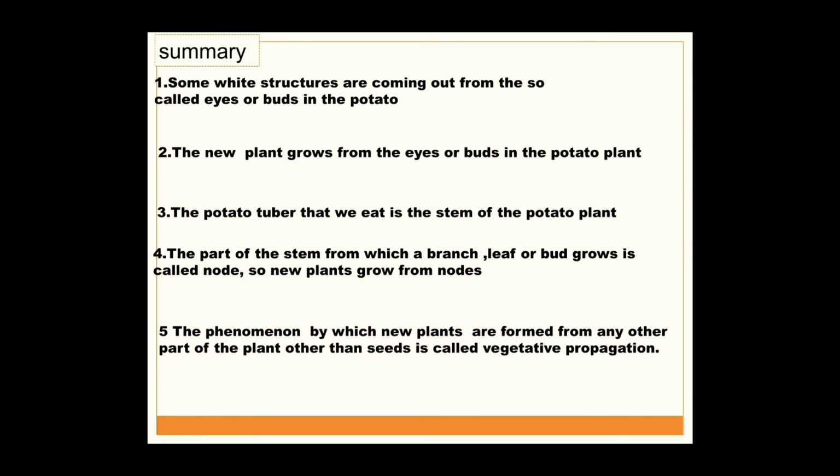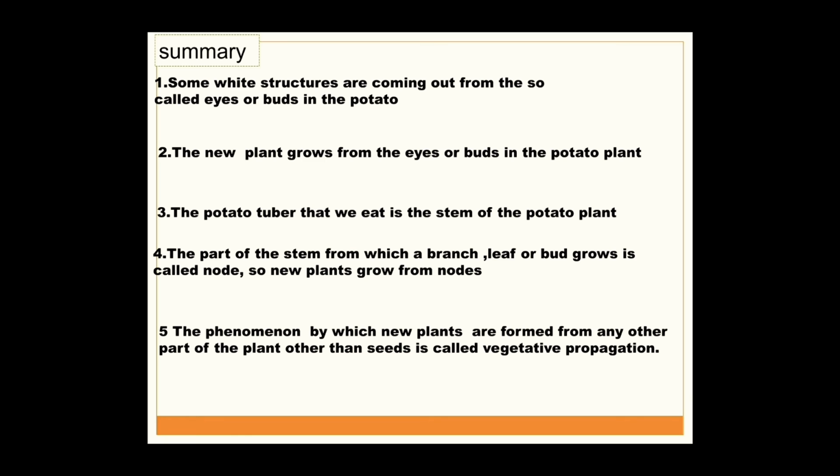Please note down this point carefully. The part of the stem from which a branch, leaf or a bud grows is called node. The phenomenon or a process by which new plants are formed from any other part of the plant other than the seeds is called vegetative propagation. If you want to simplify this, you can also say it is a process in which new plants are formed from roots, stem, leaf, buds of a plant.